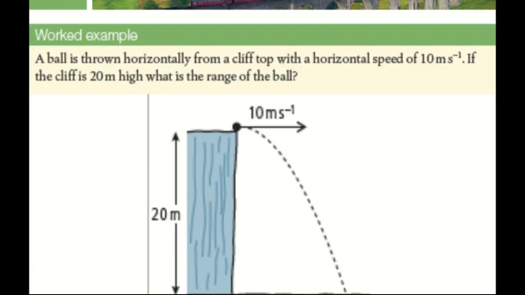Okay, a ball is thrown off a cliff with a velocity of 10 meters per second. If its cliff is 20 meters high, what is the height? Or excuse me, 20 meters high, what is the range of the ball? Well, this one might be a little tricky if you haven't been paying attention so far.